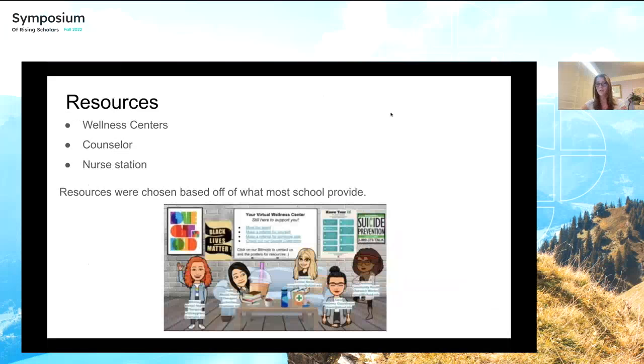And next, I will share my data on the resources, but first I want to familiarize you with the resources that I asked the participants about. I asked the participants in the survey and the interviews about their awareness of wellness centers, counselors, and nurses' stations. And these are all just adults that are there and can support participants. And these resources were chosen based off of what most schools provide.